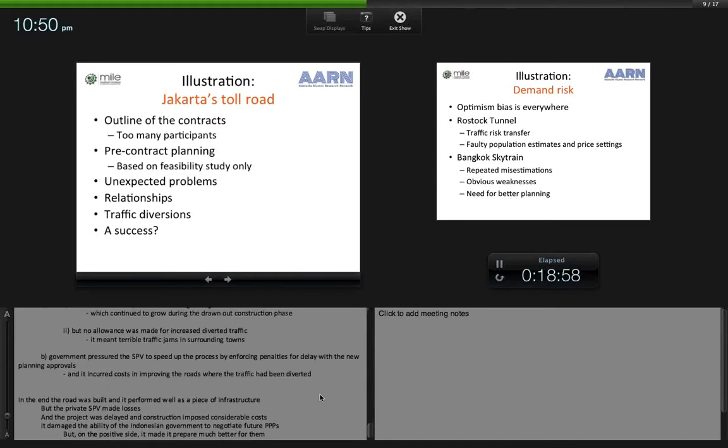Now, in the end, the road was built, and it performed well as a piece of infrastructure. But it's hard to conclude that the project was a success. The private SPV made losses, significant losses, and the project was delayed, and construction imposed considerable external costs on other parties. In addition, it damaged the ability of the Indonesian government to negotiate future PPPs with other private sector participants. But I would say on the positive side, the failure of this project made government prepare much better for future PPPs.